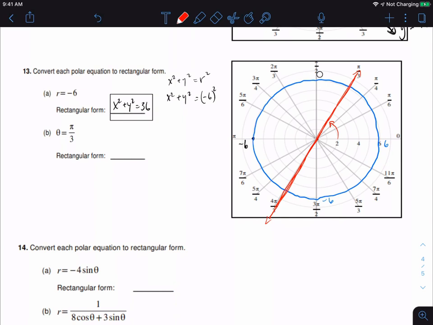Okay. Now, from here, though, they want a rectangular equation. And since we want a rectangular equation for this, what we need to remember is how can we get x and y? And so to do that, we need to remember that tangent of theta is equal to y over x. And so in this example, we have the theta. So we're going to say, okay, tangent of pi over 3 is equal to y over x. And we know that tangent of pi over 3 is equal to what number? Can you guys tell me that?